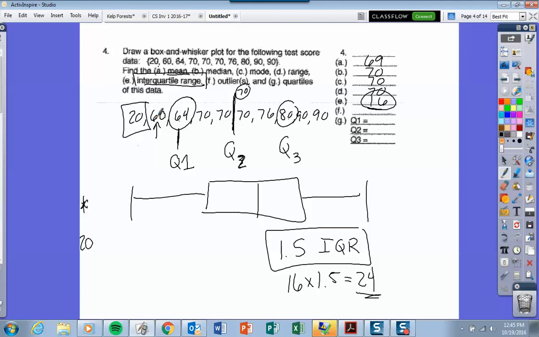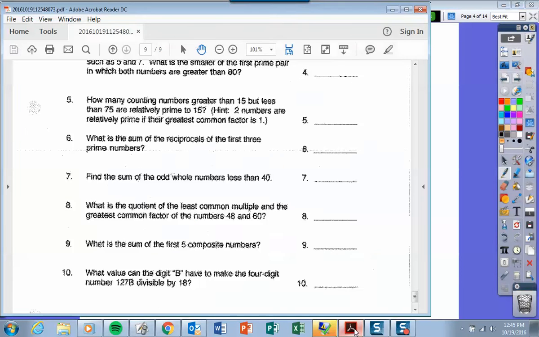Now my box and whisker plot, I should have this on a number line. There's 20, here is 60, and then these would be lined up, and so forth on that. All right, I will finish the rest of this at another time.